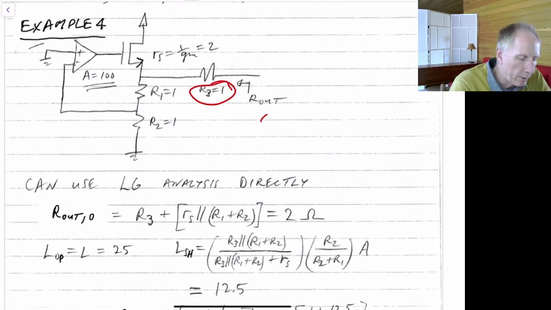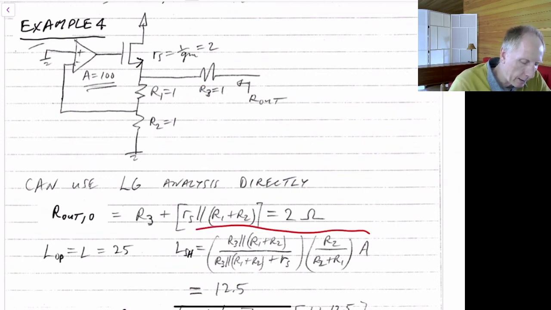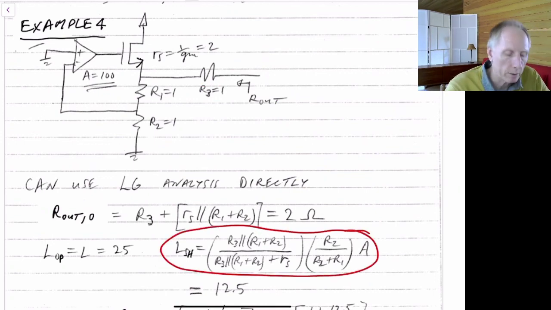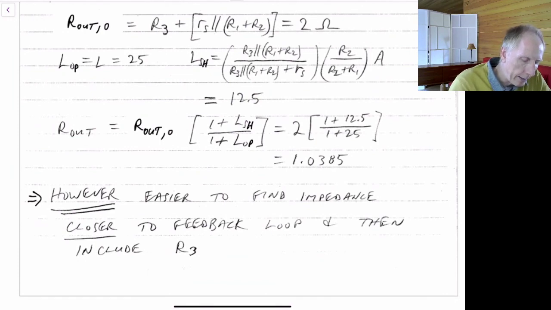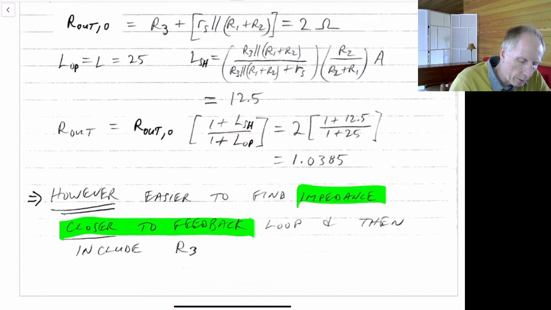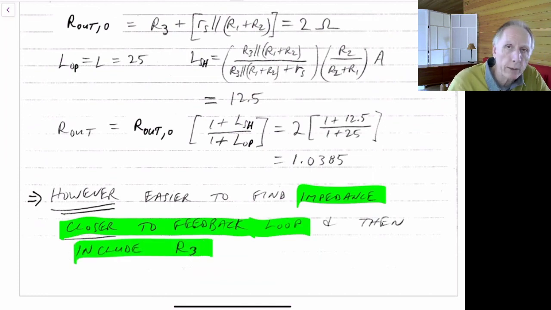And then we wonder, was there a better way to do this? Was there a better way to come about and find this impedance, so we did not have to do an extra calculation of L sub SH? And it turns out there is, because it would have been easier if we just find the impedance closer to the feedback loop and then include R3. That way we only have to calculate one loop gain and not two loop gains.